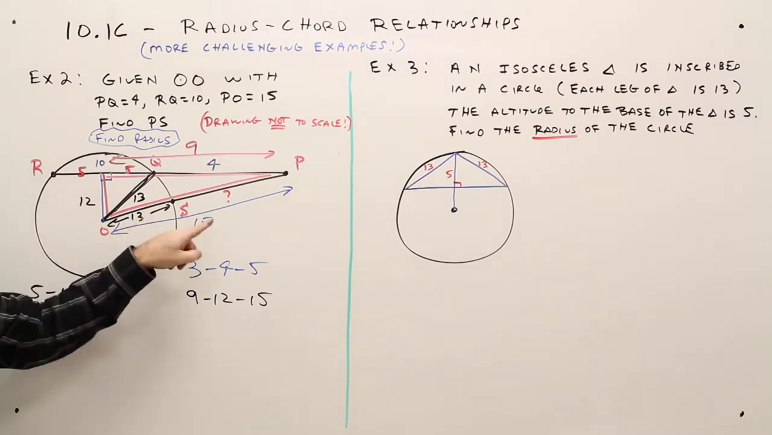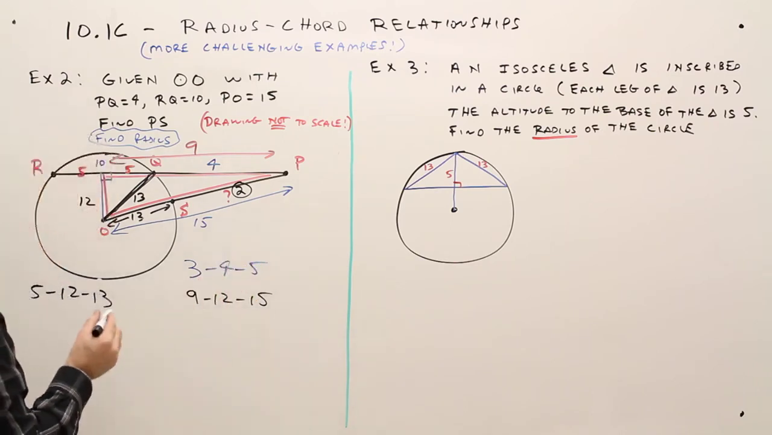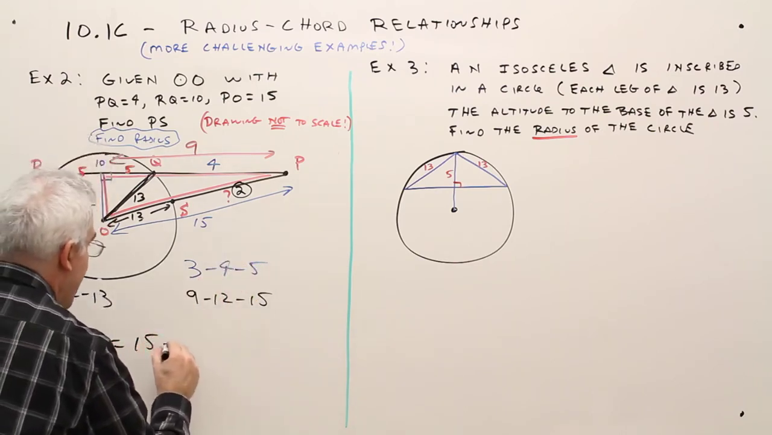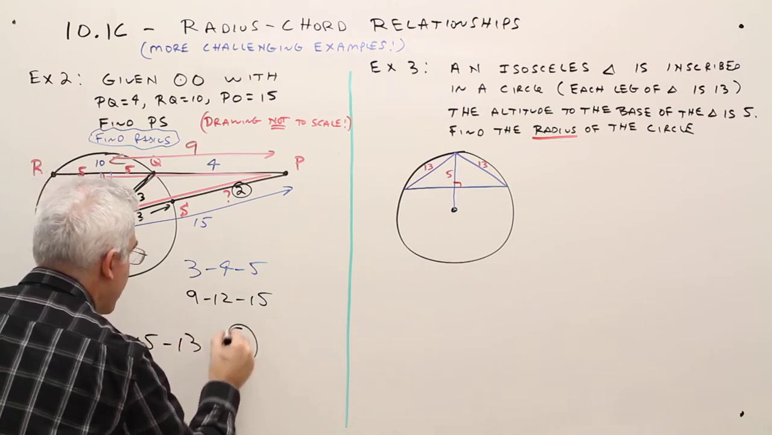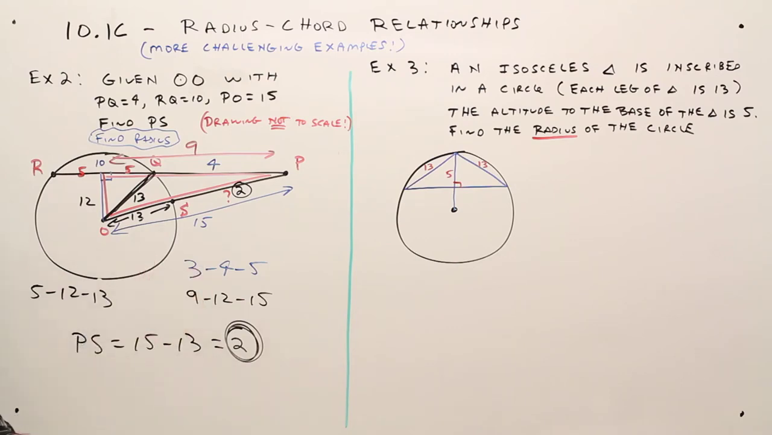So 13 plus what number makes 15? That would be 2. Just to show my work, PS equals 15 minus 13 equals 2. Whew. All right, let's try the next example.